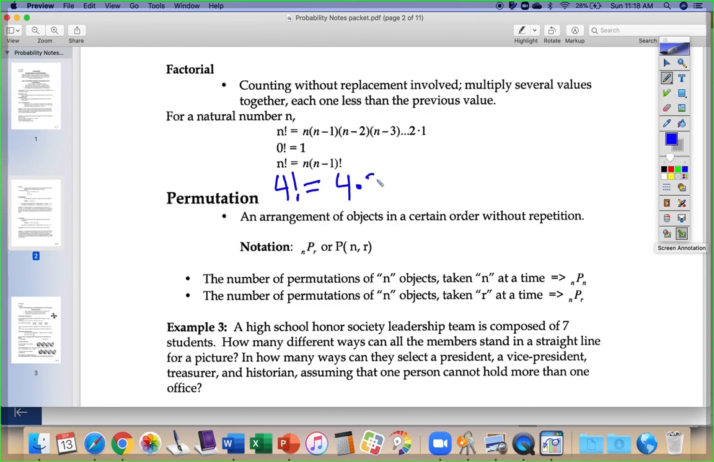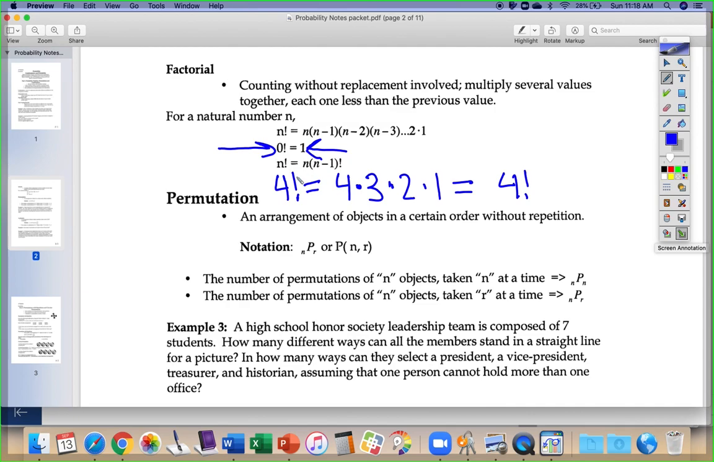So 1 less than 4 is 3. 1 less than 3 is 2. 1 less than 2 is 1. And then you stop. So 4 times 3 times 2 times 1, that is what 4 factorial is. One part here to notice is, what is 0 factorial? 0 factorial is 1, because what a factorial is basically making arrangements of things in a line.